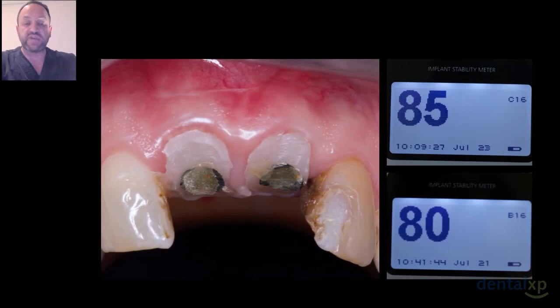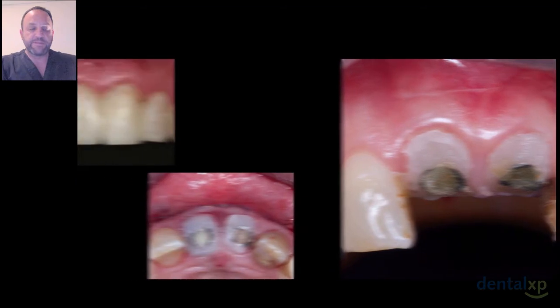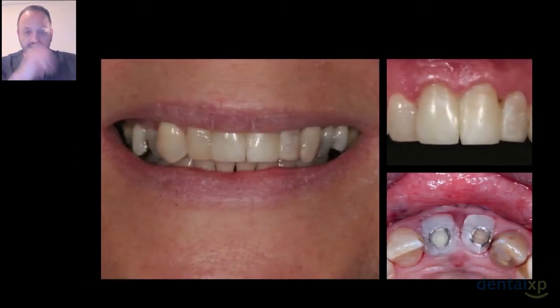And when we have a look at the case, you can see the ISQ levels, the values very, very high for both teeth, and you can see the beautiful healing of the aesthetic buccal flap, the outstanding soft tissue response, and zero collapse.